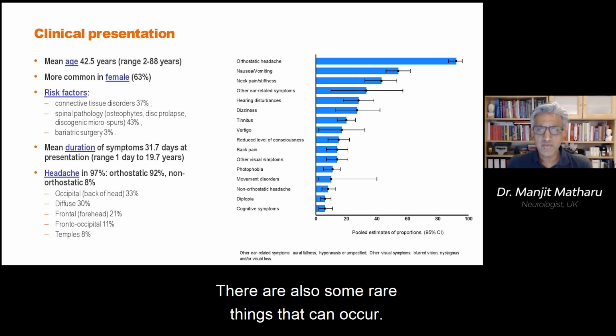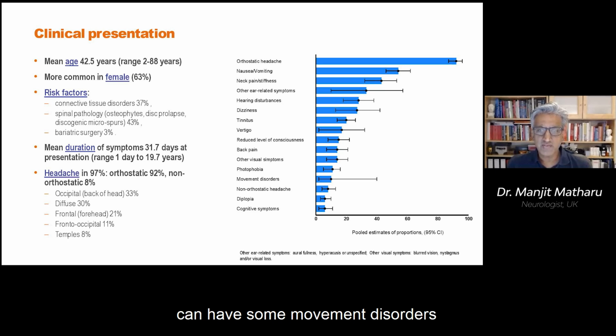There are also some rare things that can occur. Patients can have a reduced level of consciousness, can have some movement disorders, or can have overt cognitive problems, almost like a dementia. Fortunately, these are rare.